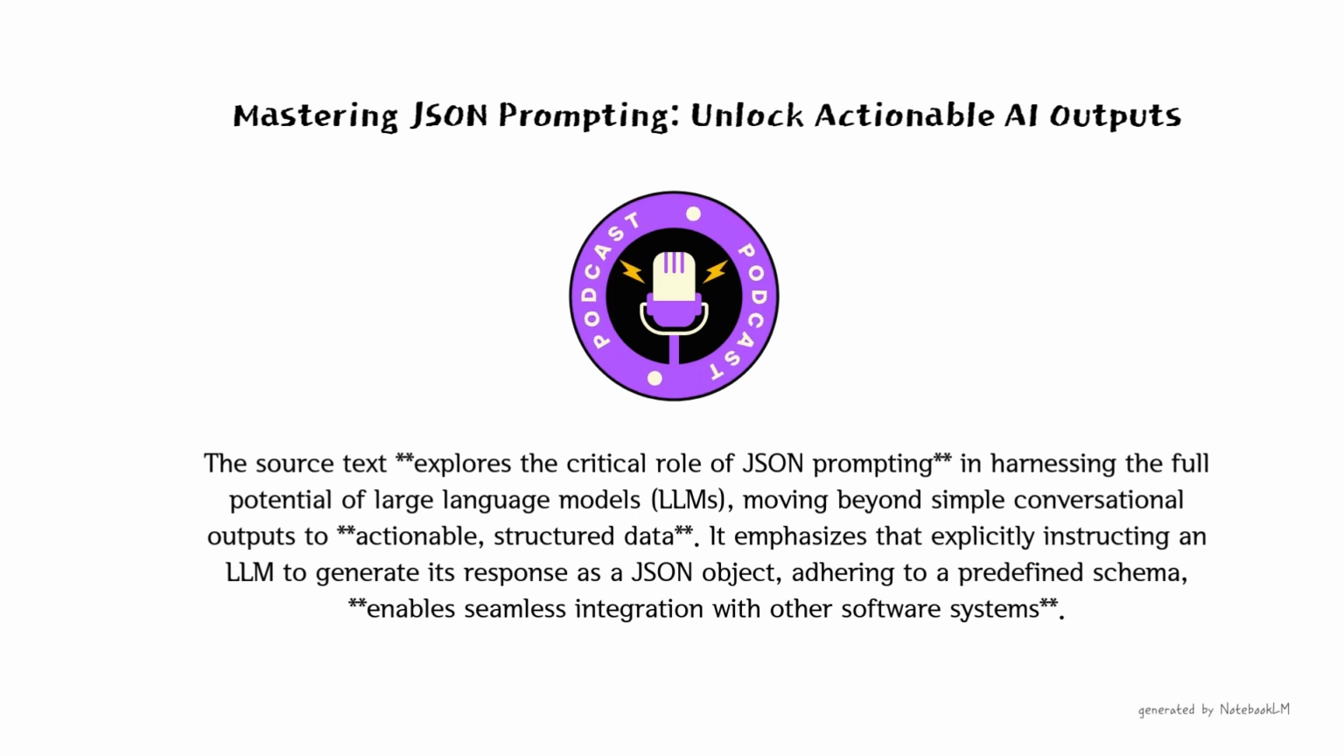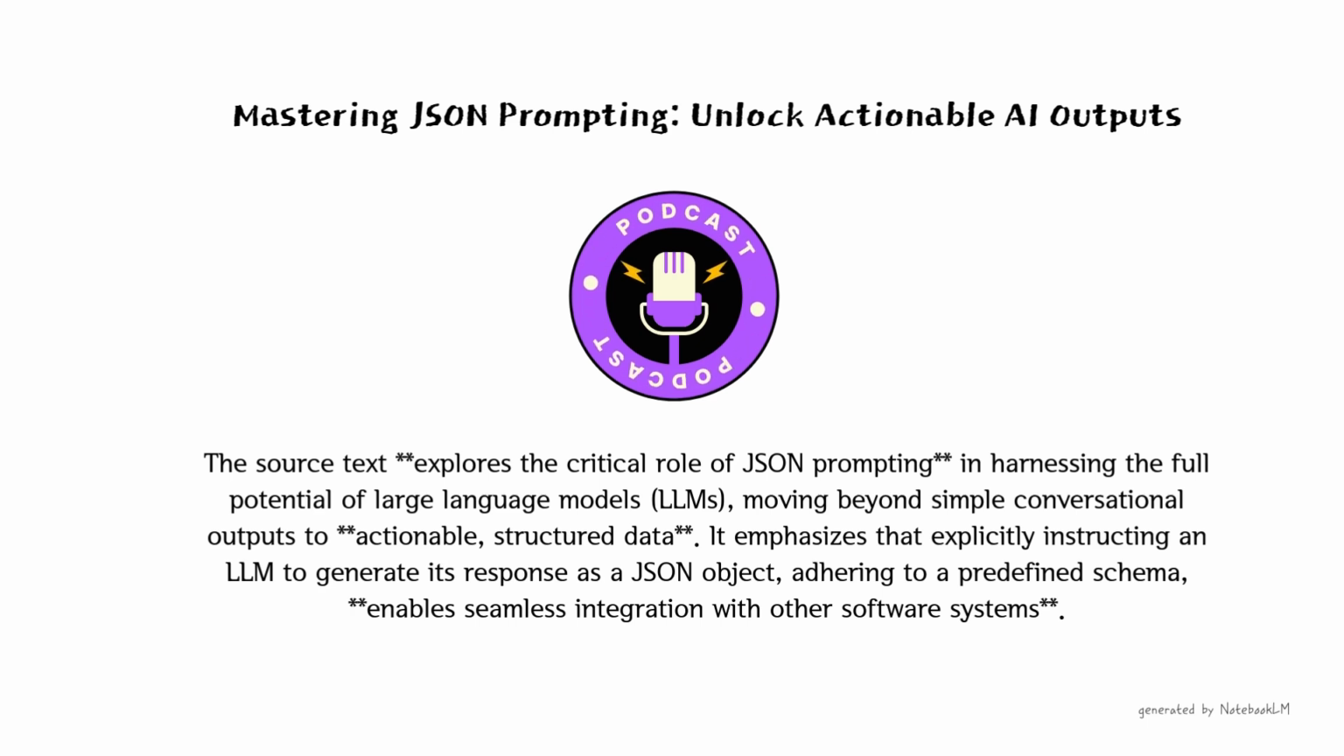Okay, so whether you're out there building an AI agent or maybe integrating AI into your existing workflows, or even if you're just curious about how developers get these incredibly smart AIs to play nice with other software, understanding JSON prompting really sounds like a game changer. It absolutely is. So let's unpack this, starting right at the beginning. When we talk about JSON prompting, what's the core idea? What are we actually defining here?